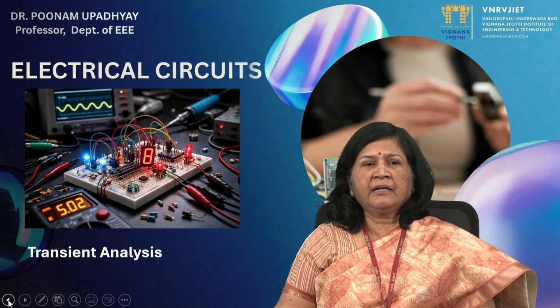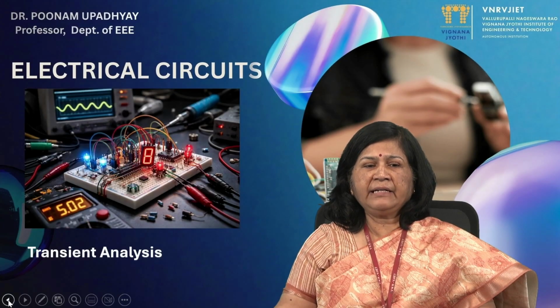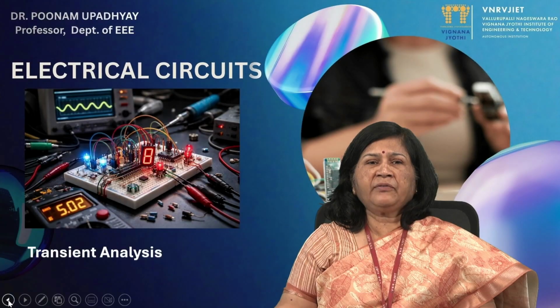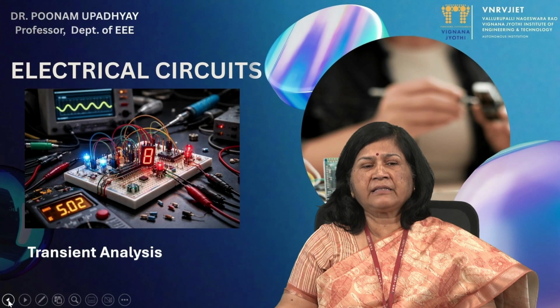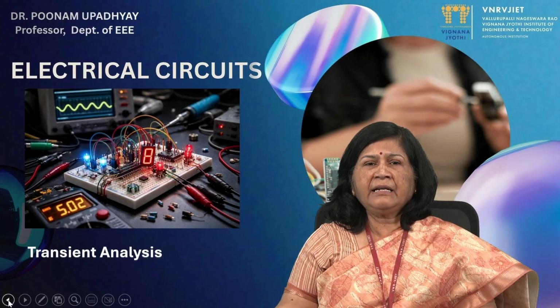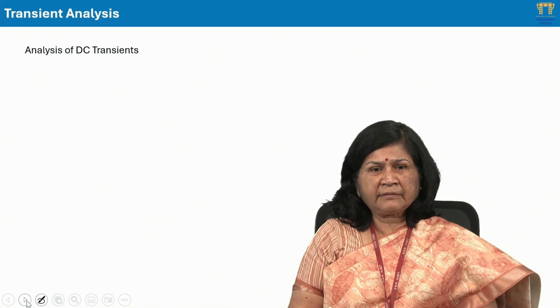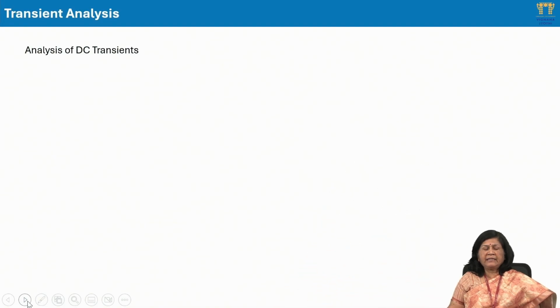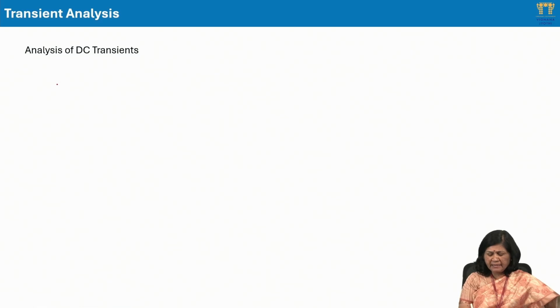Continuation to my last lecture where I discussed the behavior of elements, inductor and capacitor, under transient conditions. So I'll continue my lecture by considering this behavior under the DC transient response. The analysis of DC transient is the continuation of that, where we'll be taking an RL circuit and we'll try to understand how it behaves when excitation is applied to it. So let me take the circuit with DC excitation.